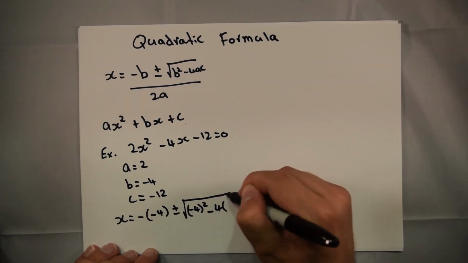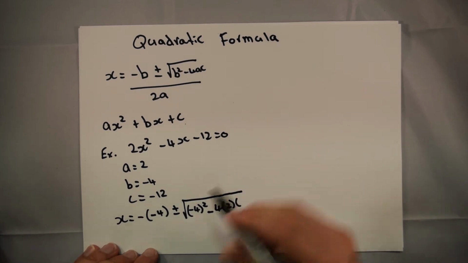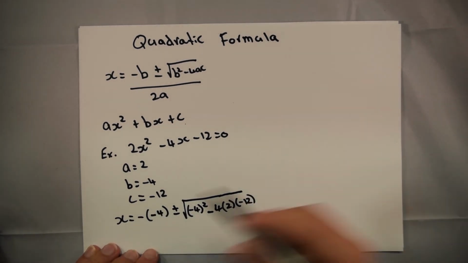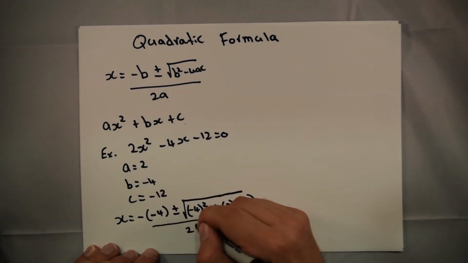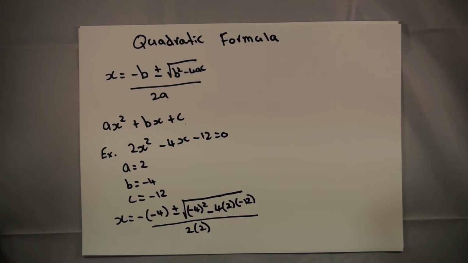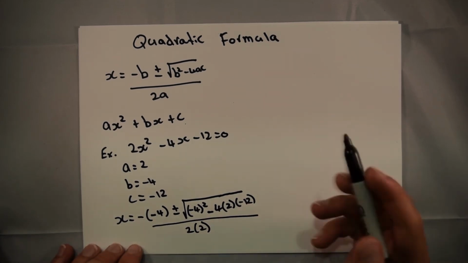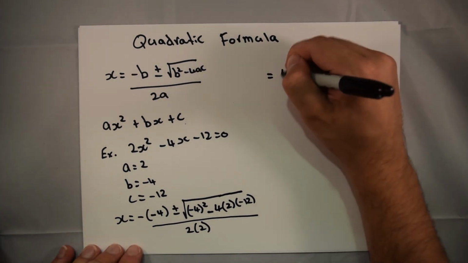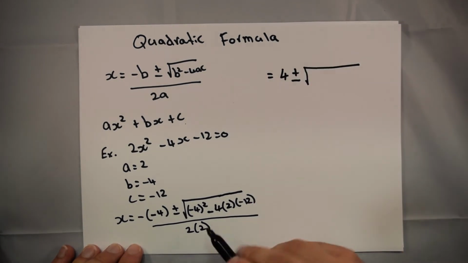times, let's just extend this a bit, 4 times a, which is 2, times c, which is negative 12. So the reason I put those into brackets, let's just finish it off, times 2a in brackets 2. So the reason I like to put them in brackets is so we don't get confused by the double negatives. So negative 4 becomes a positive 4 plus or minus the square root of b squared.